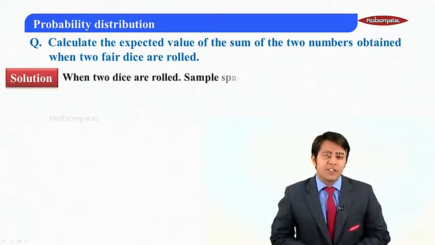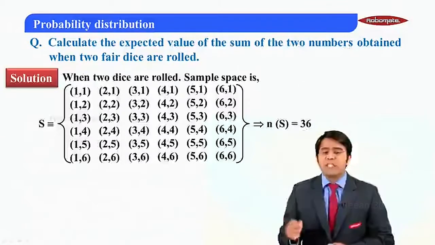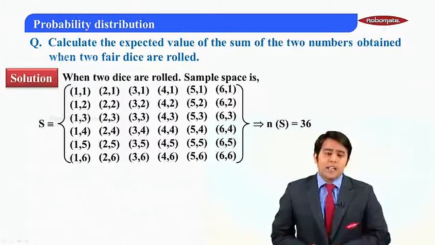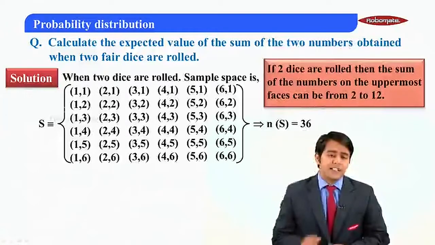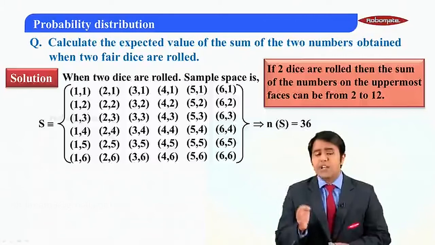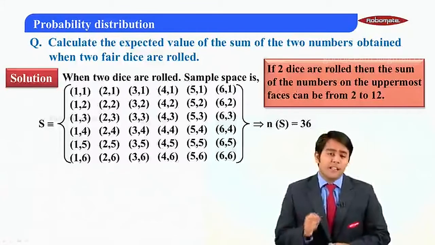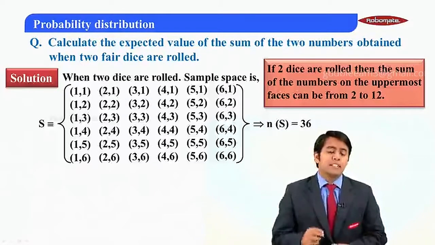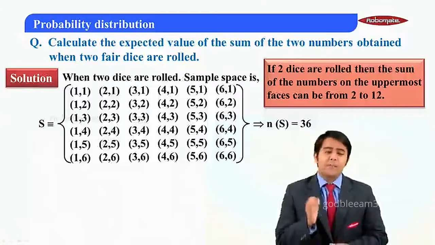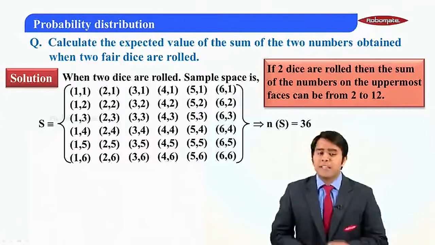So let us start with the solution. To start with the solution, we require the sample space, and we all know that the sample space when two fair dice are rolled is as follows. Now here what we should understand is, if two dice are rolled, then the sum of the numbers on the uppermost faces can be from 2 to 12. This means when both the dice show 1 and 1, the minimum sum will be 2. And when both the dice show 6 and 6, the maximum sum will be 12.